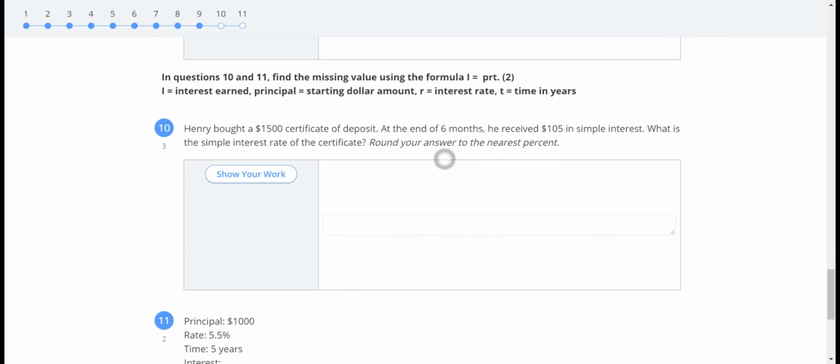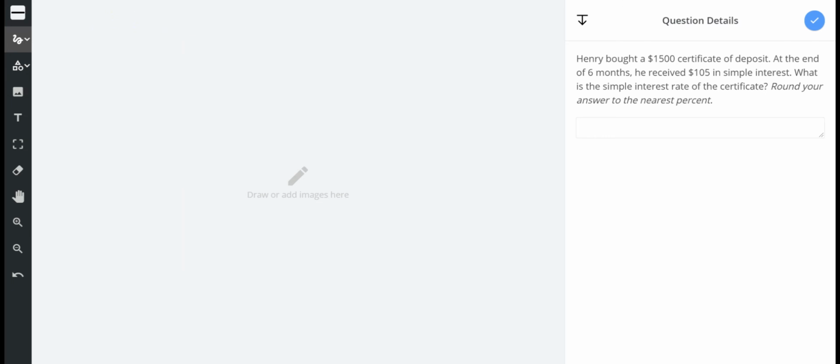All right, in questions 10 and 11, find the missing value using the formula I equals PRT. I equals the interest earned, P is the principal, the starting value amount, R is the interest rate, and T is time in years. Number 10. Henry bought a $1,500 certificate of deposit. At the end of 6 months, he receives $105 in simple interest. What is the simple interest rate of the certificate? Round your answer to the nearest percent.